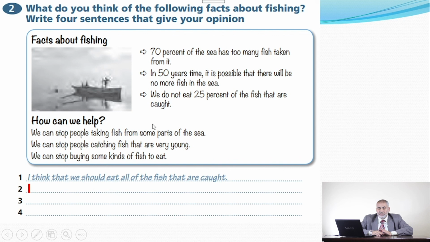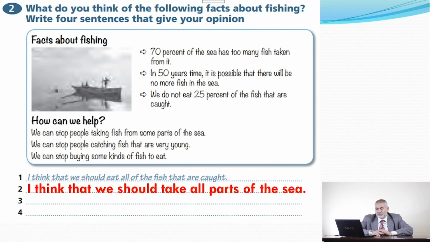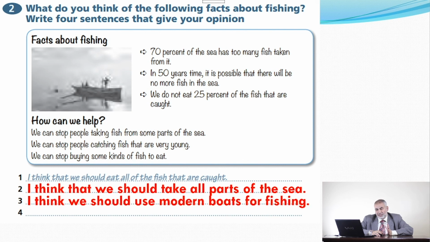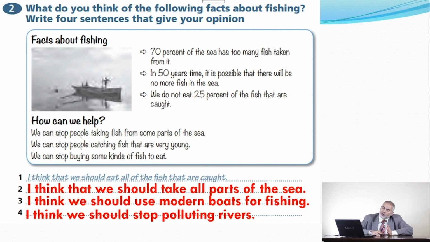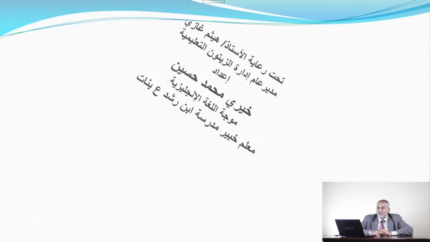طب الرأي الثاني I think that we should not take fish from all parts of the sea. Number 3, I think we should use modern boats for fishing. استخدم مراكب. Number 4, I think we should stop polluting rivers. نتوقف عن تلويث الأنهار ونحفظ السمك اللي فيه.